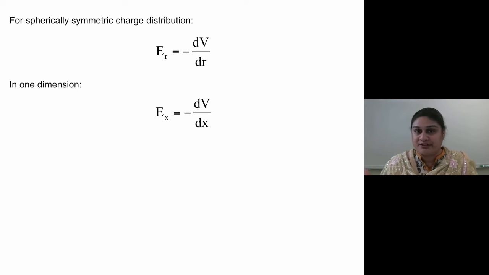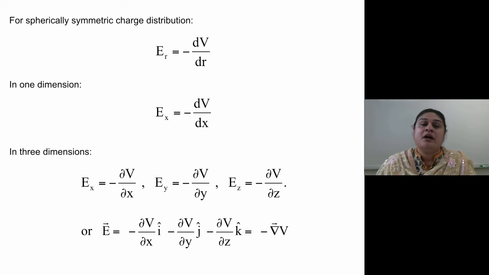It could be along the y or the z. It doesn't make any difference. And in three dimensions, again, it is going to be partial V over partial x, partial V over partial y, partial V over partial z, or E will be given, in the vector form, by partial V over partial x i, where i is a unit vector, partial V over partial y j, partial V over partial z k, or del V. This is called the gradient.